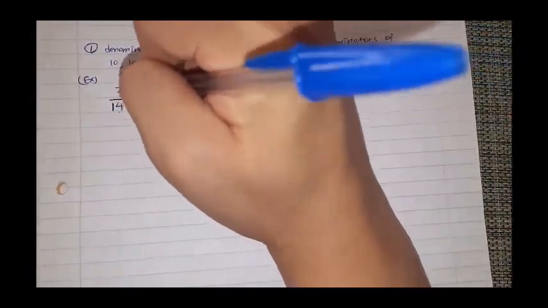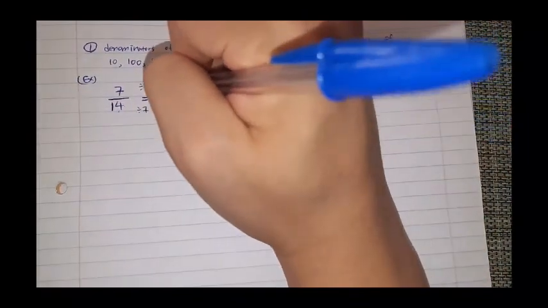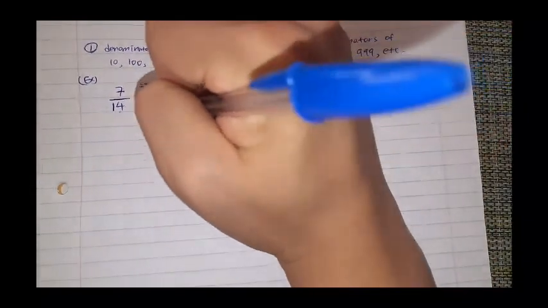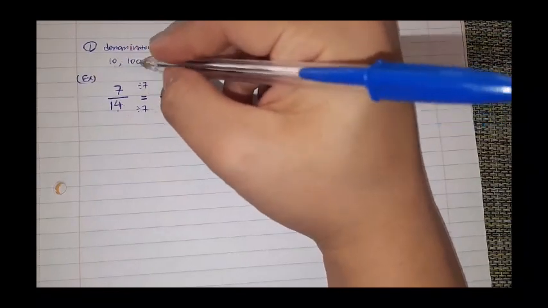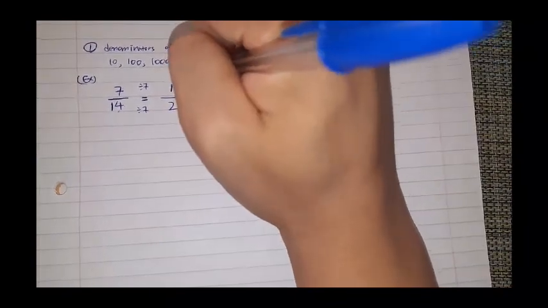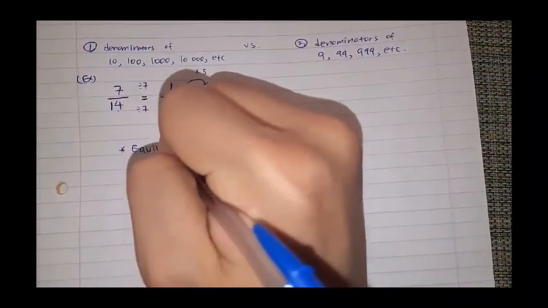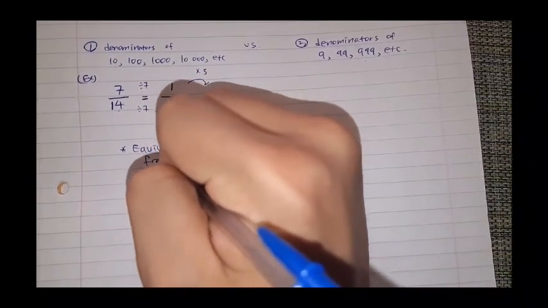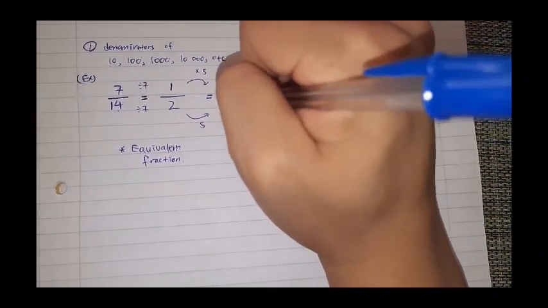If you look at 7 over 14, everything can be divided by 7 for top and the bottom. Then what you will have is actually 7 divided by 7 is 1, 14 divided by 7 is 2. But now, can I make this 1 over 2 and turn it into 10, 100, something like that? Yes, you can. You can actually multiply everything by 5. And this is what we call equivalent fraction. Then my numerator will be 5, my denominator will be 10.